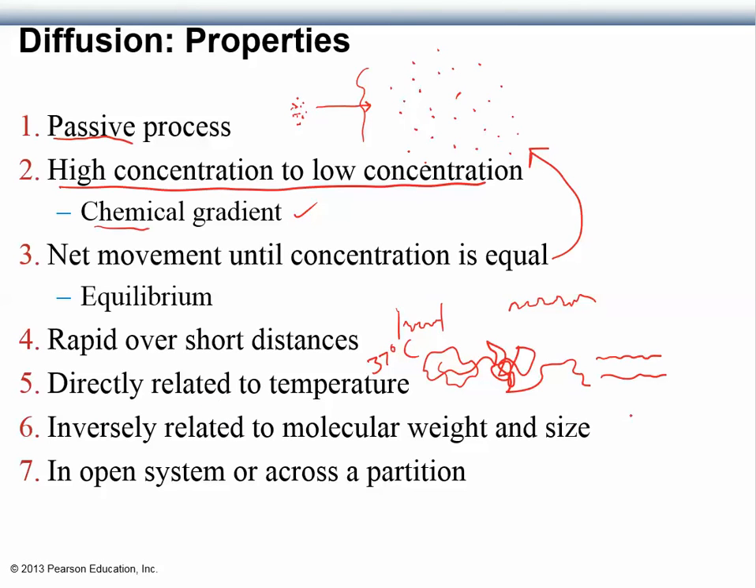Inversely related to molecular weight and size. Yes, larger things tend to bump into stuff and they tend to move more slowly. Okay, something that's smaller will have fewer obstacles and it will move more quickly. Okay, in an open system or across a partition. So this is getting to the point that what we're ultimately talking about here is movement across a cell membrane. Okay, some things will simply diffuse across a cell membrane. Other things need carriers, they need channels, or in some cases, if it's going up its concentration gradient, it needs a pump. Okay, but a pump, active transport, is not diffusion. Diffusion is passive, so remember that.